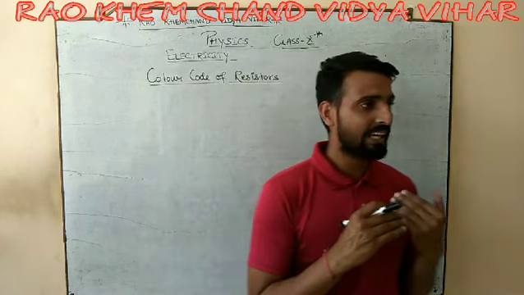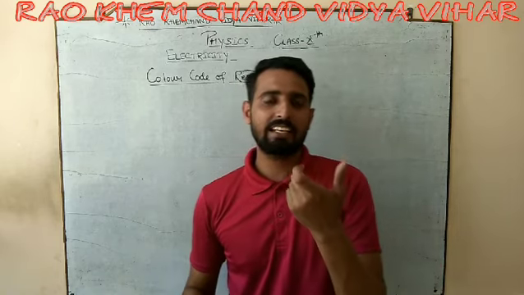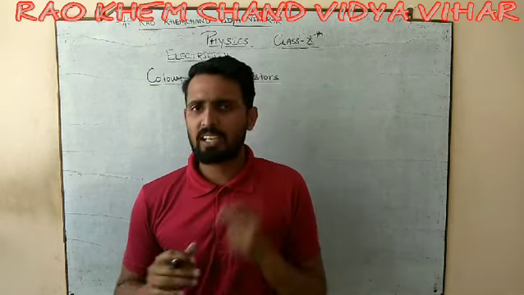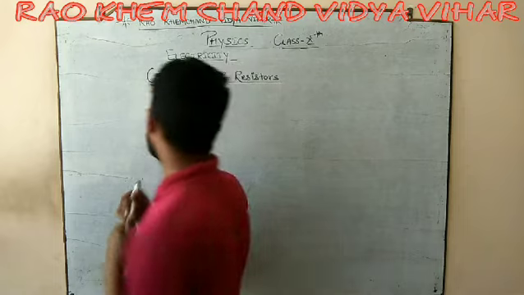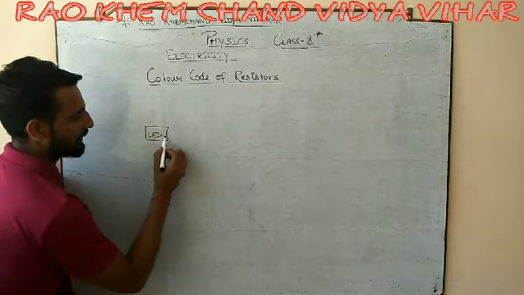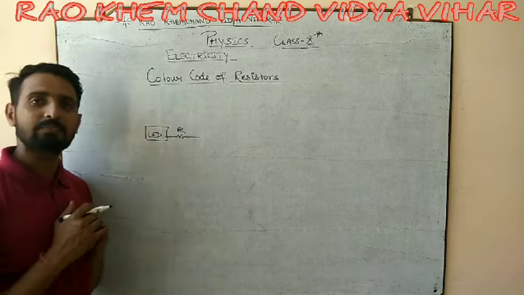So how can we allow the current to be different in every device? Let's suppose an LED requires 0.5 ampere current. A fan requires 1 ampere current. How can you do that? So what we are going to do: if my LED requires a small current, I will offer high resistance in the path of the LED.